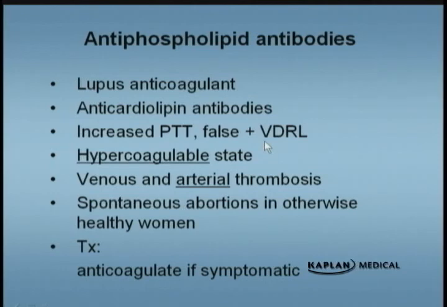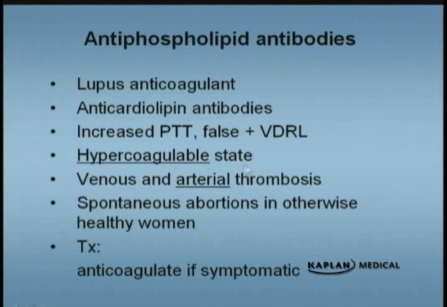Now, where people get mixed up is they hear the elevated PTT, right? And an elevated PTT usually means people that have bleeding diathesis, but not these patients. This is basically a lab phenomenon. It happens in the lab because we use phospholipid to run the PTT. And these patients have antibodies to phospholipid. They inhibit the phospholipid, so the PTT is elevated. It's a lab phenomenon only.